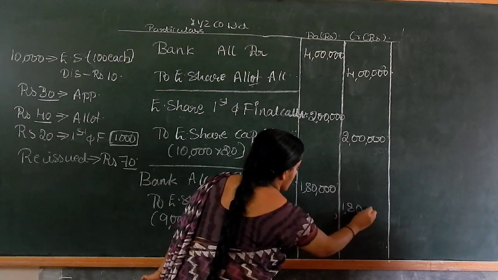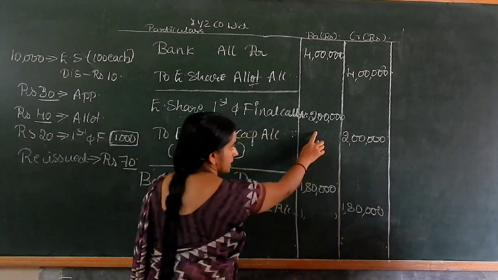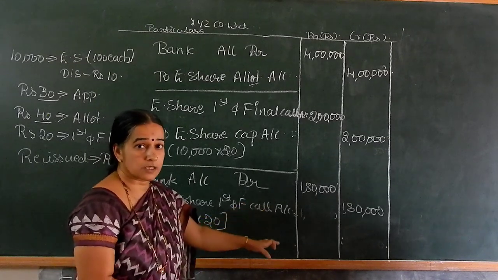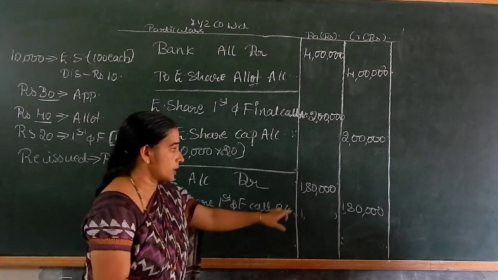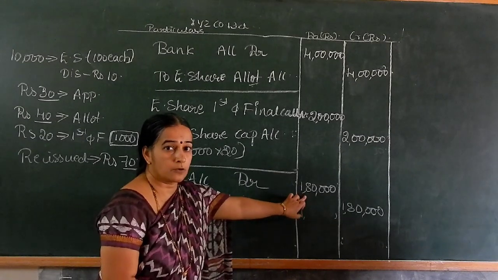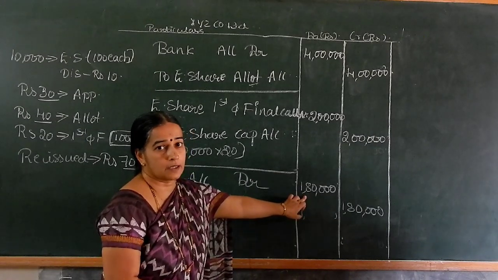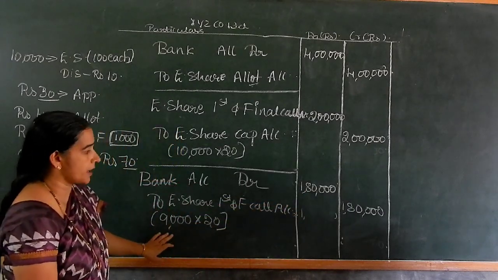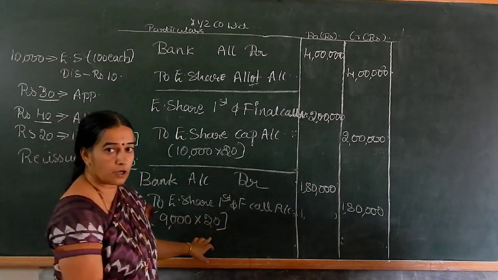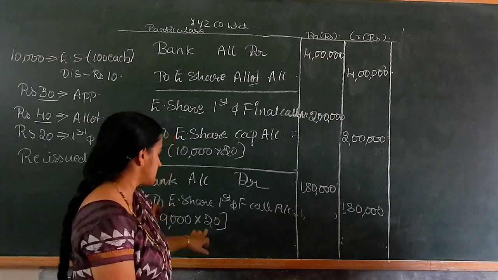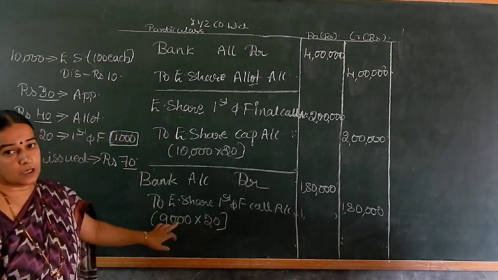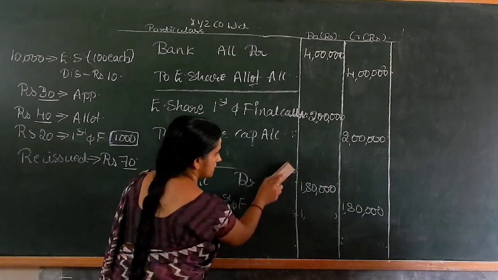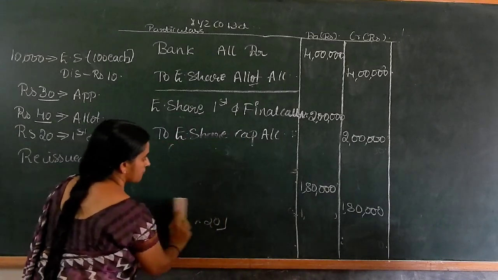Now the due amount is 2 lakh, but on 1,000 shares first and final call is not received. Means what is the amount received now? The amount received is 1,80,000. Being the first and final call received on how many shares? That is 9,000 equity shares. So these are the entries with regards to issue of shares.